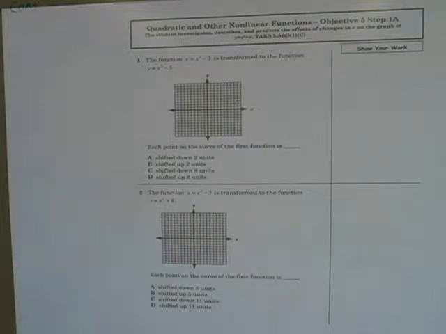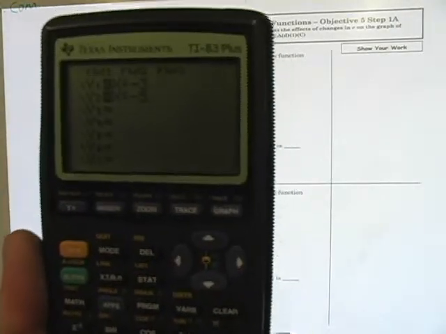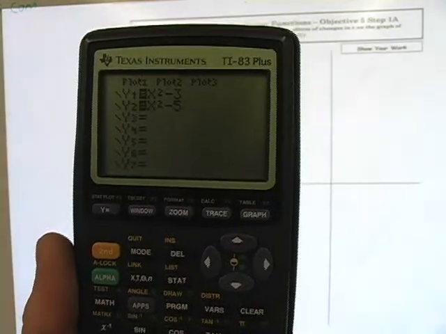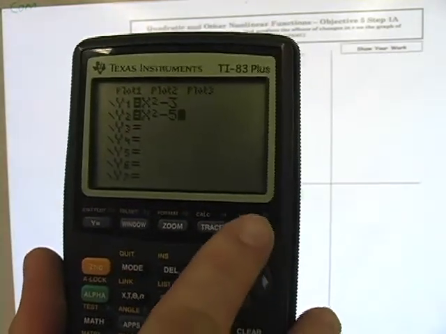The function y equals x squared minus 3 is transformed to the function y equals x squared minus 5. And there's a very simple way of doing these problems. You use your calculator, you'll plug in both functions, and you're going to do them in order. Put the first one on top, the second one on bottom, just like this. Okay, you plug both functions in just like that, and then you're going to graph them.